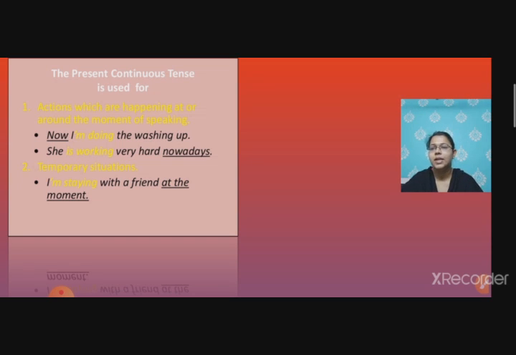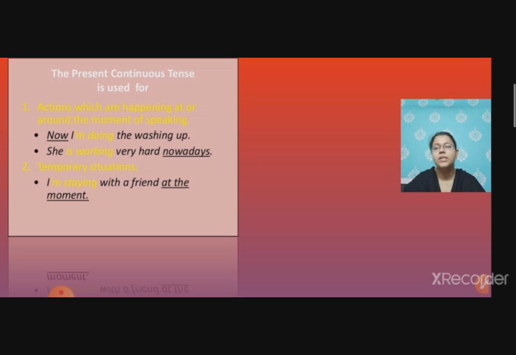Or the second example, she is working very hard nowadays. Nowadays, that means few days. Since few days she is working hard. So it indicates the continuous tense. That means the activity which keeps on going in present time.